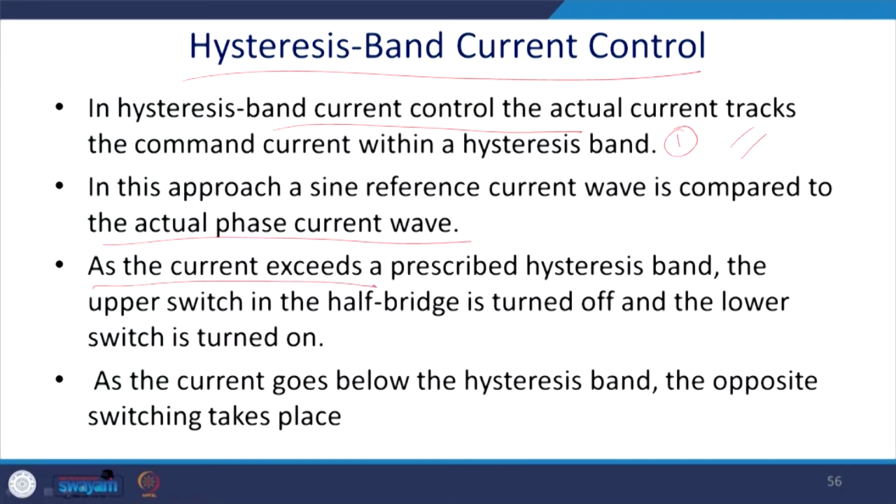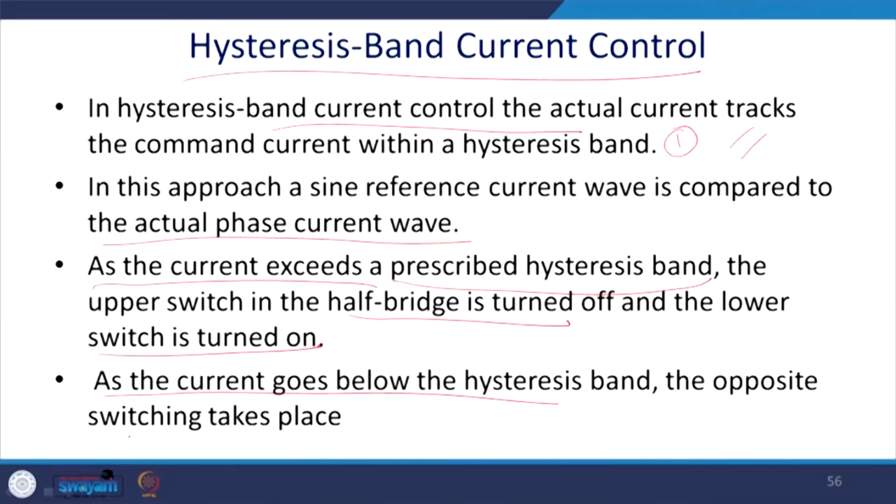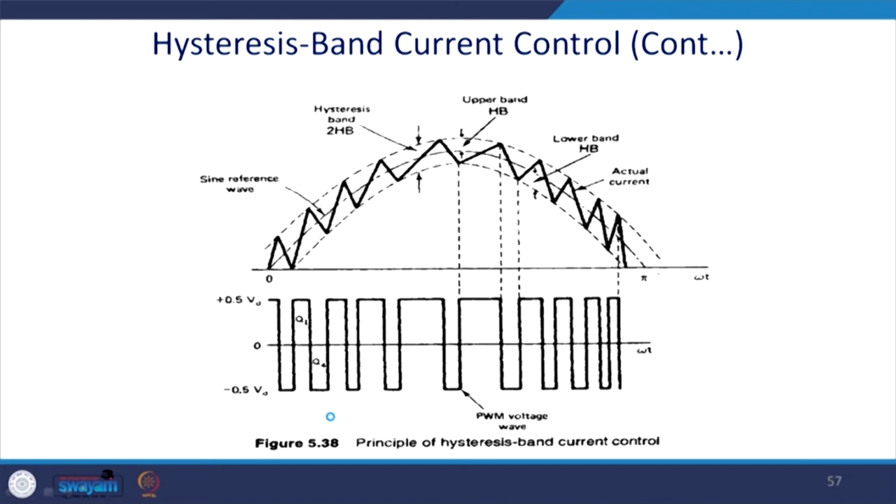As the current exceeds the prescribed hysteresis band, the upper switch of the bridge is turned off and the lower switch is turned on. Within the band, the lower switch continues to remain on. Again, when it hits the lower band, the upper switch will be turned on. As the current goes below the hysteresis band, the opposite switching takes place. So, this is the case.